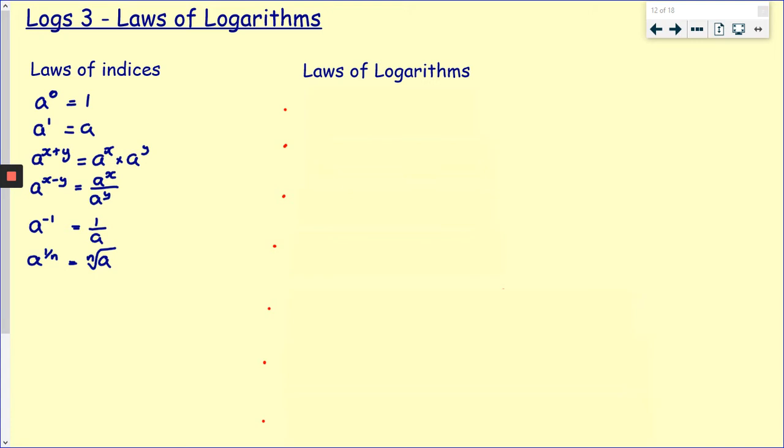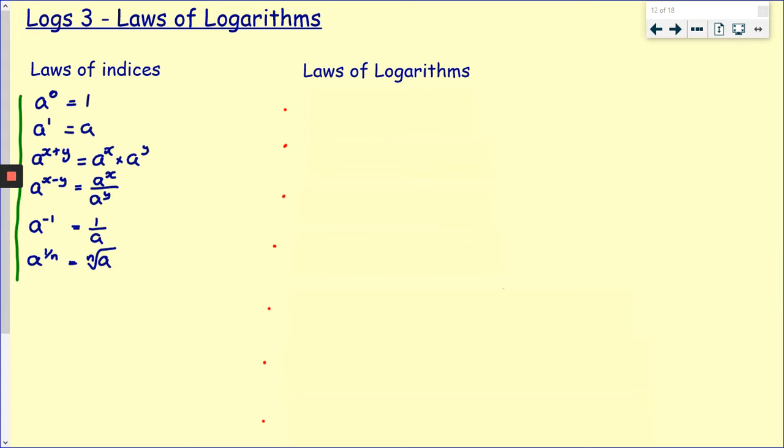Each of the laws of logarithms has a parallel in the laws of indices. That makes sense because, as we already know, powers or exponentials and logarithms are essentially inverse functions. So we're going to see a similarity, but perhaps also an inverse property with these laws of indices.